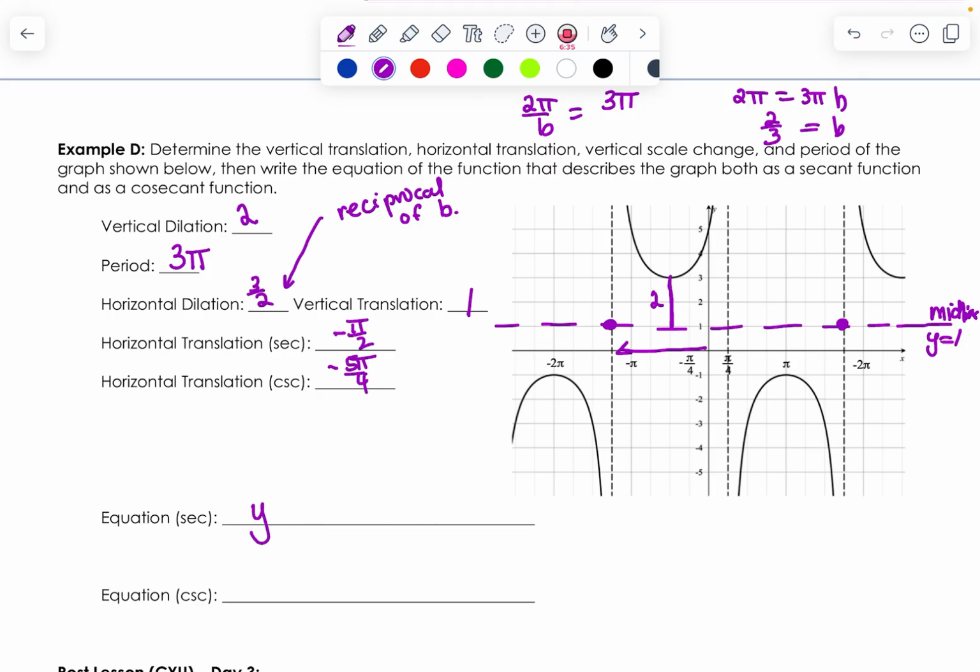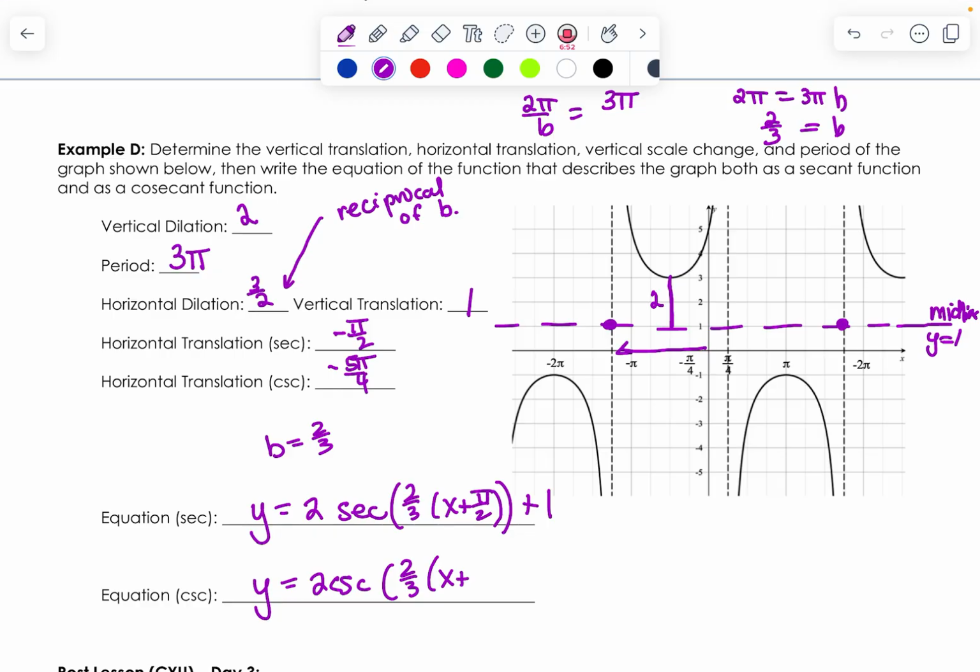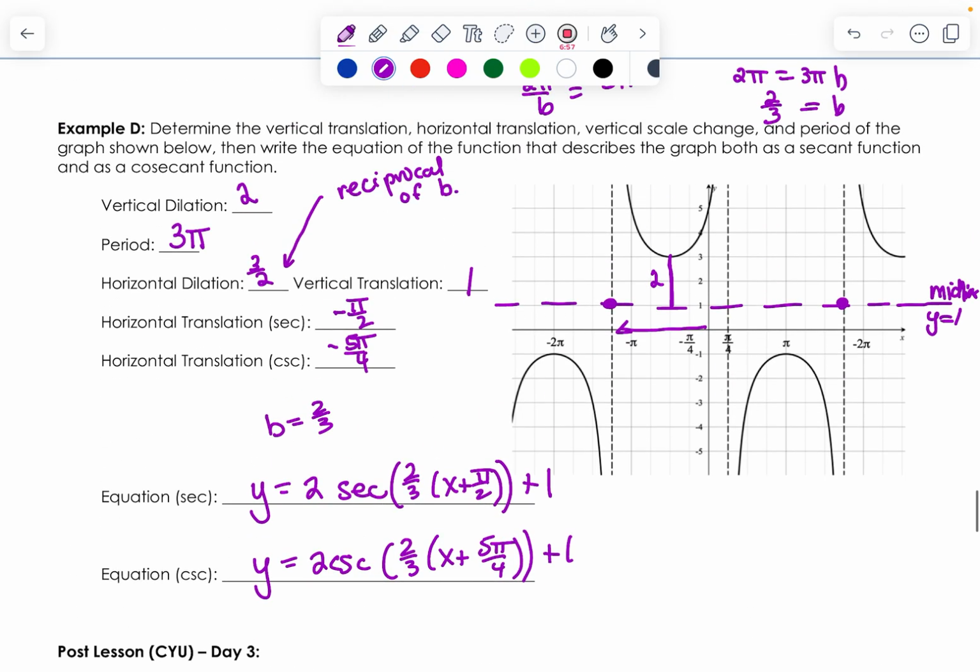For the secant, that's y equals 2 secant. Now remember, my b value is 2/3. So it's 2/3 x plus pi over 2 up 1. For cosecant, that's x plus 5 pi over 4 plus 1. All right, there you have it.